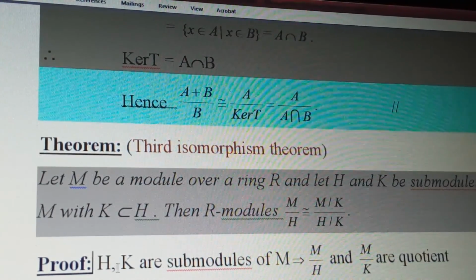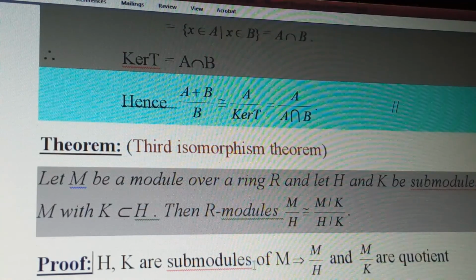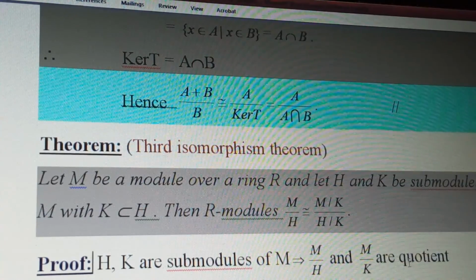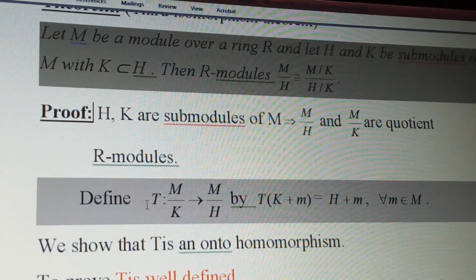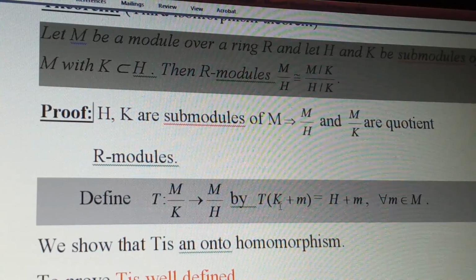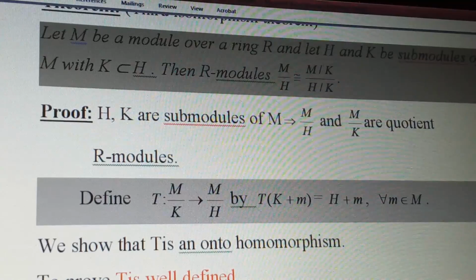Now the proof. H and K are two submodules of module M. M/H is the first quotient module, and M/K is the second quotient module. Define a mapping T from M/K to M/H. Both are quotient modules, so their elements are K + m1 in M/K and H + m in M/H. T operates on the first domain, so we get T(K + m) = H + m, where m is an element of M.